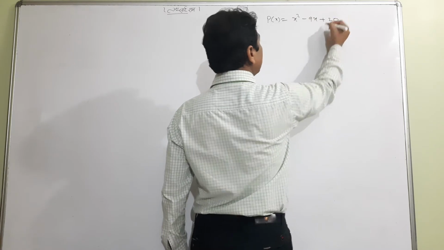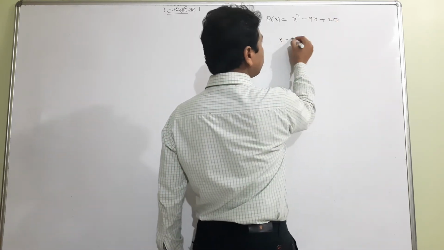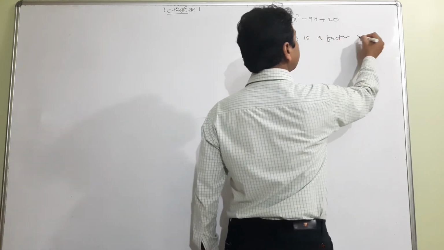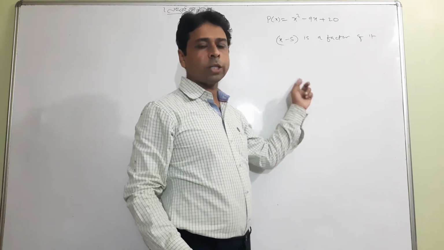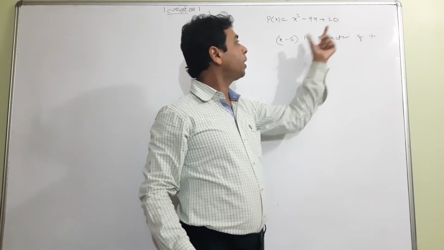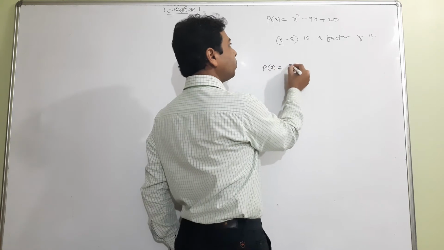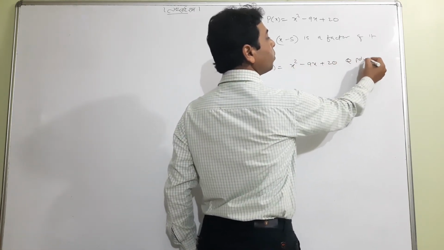I had this polynomial, I wrote it, and what do we conclude? That x minus 5 is a factor of it. How did we prove it? I took x minus 5 equal to 0 and got x equal to 5. When I put 5 here, I got 0, which means x minus 5 is a factor. Let me ask you one question. This is a quadratic polynomial.